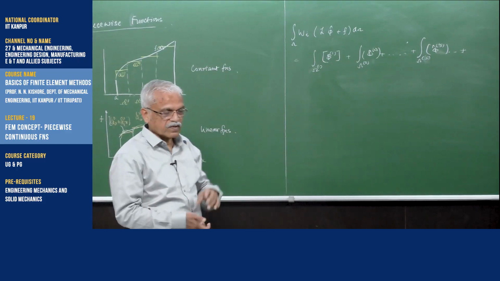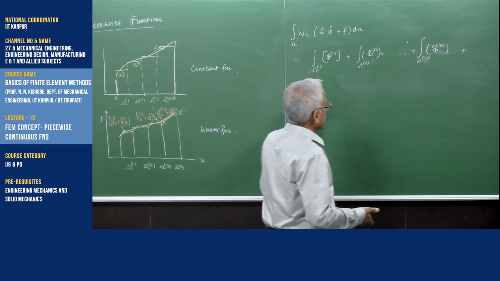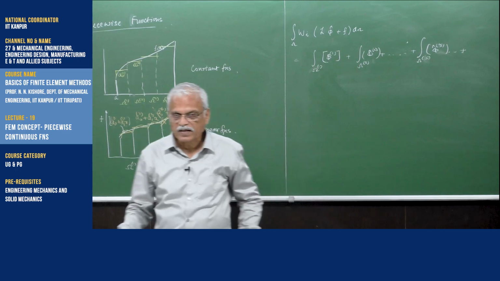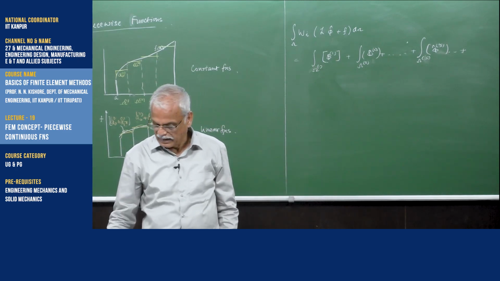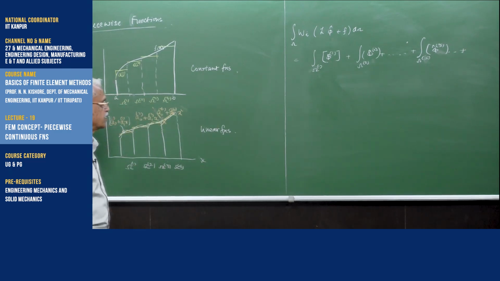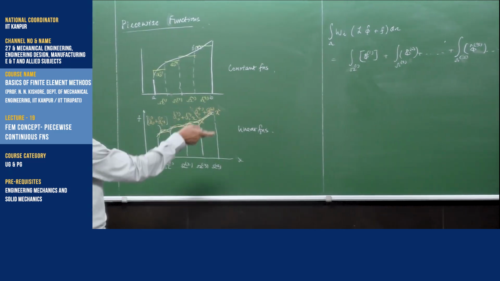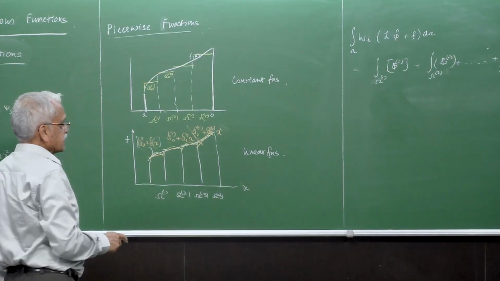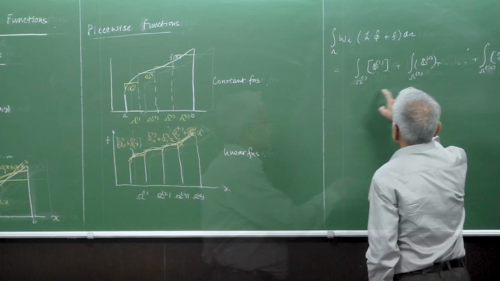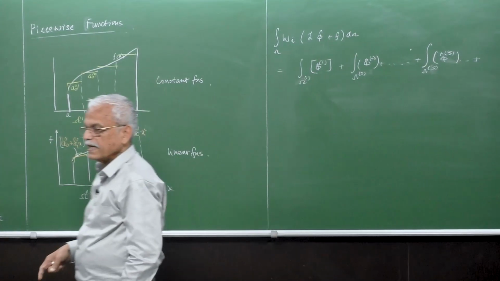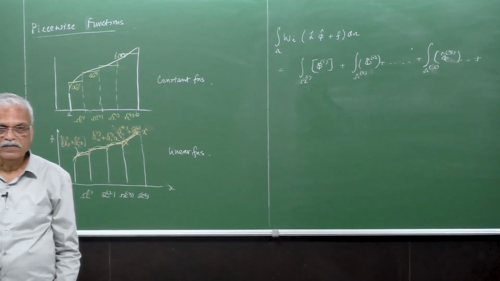Really, you can now imagine that this whole thing can be computerized and put in a very systematic manner. So that is the beauty of these piecewise defined continuous functions, right? The nature of phi hat will remain same in each subdomain, and the accuracy of phi hat in an overall sense will increase as the number of subdomains increase.